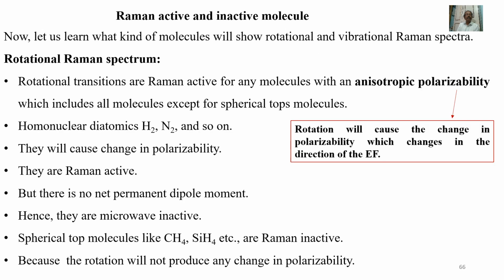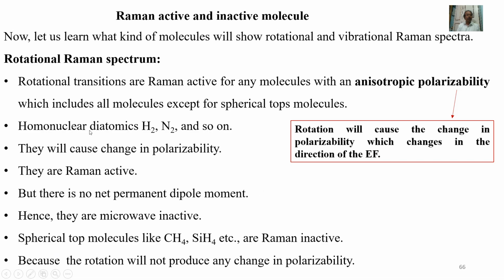Raman active and inactive molecules. Now let us learn what kind of molecules will show rotational and vibrational Raman spectra. Rotational Raman spectra: rotational transitions are Raman active for any molecule with an anisotropic polarizability. That is, rotation will cause a change in polarizability with respect to the direction of the electric field, which includes all molecules except for spherical top molecules.